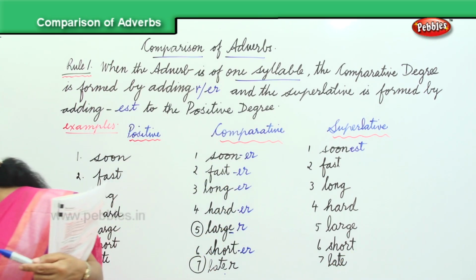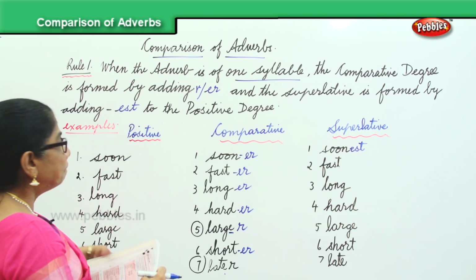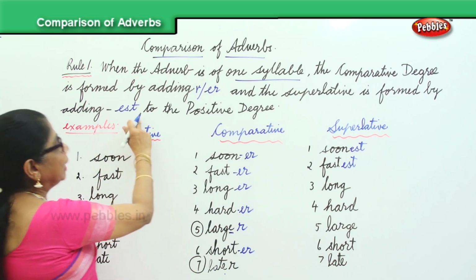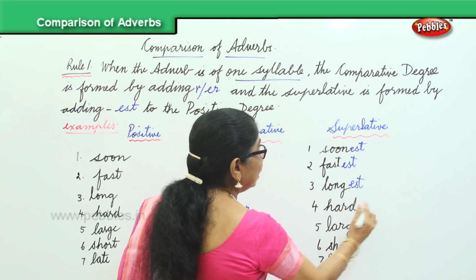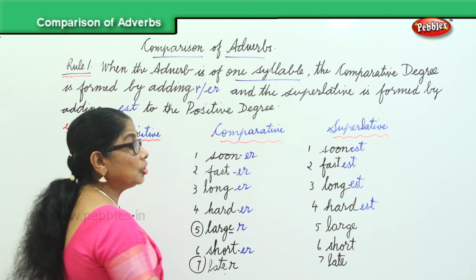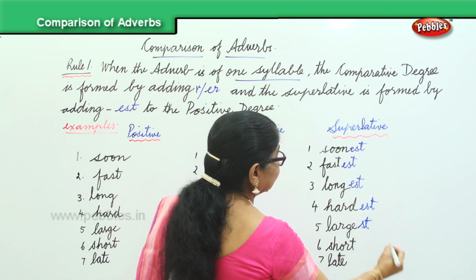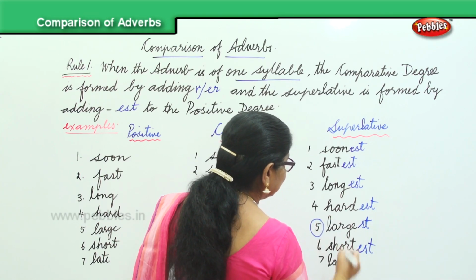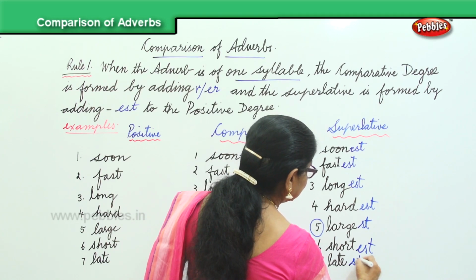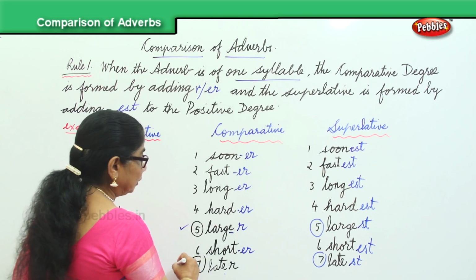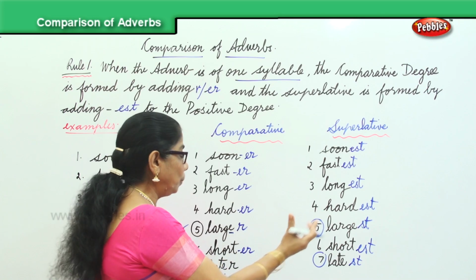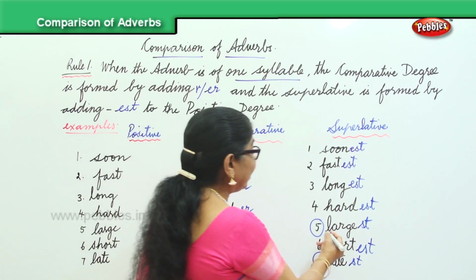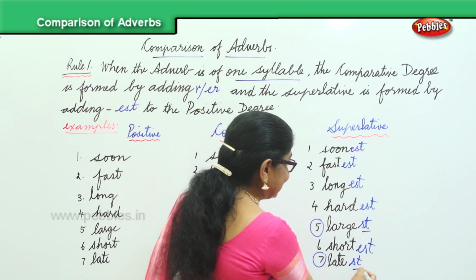Now, how are we forming the superlative? By adding EST to the positive. Soon, soonest, fast, fastest. Long, longest. Hard, hardest. Large, largest. Then short, shortest. And finally, only one small change here, late, latest. So in both the numbers 5 and 7, in forming the comparative and superlative, you have an extra E, so you only add R, and for the superlative, you only put in ST because you already have the E there.